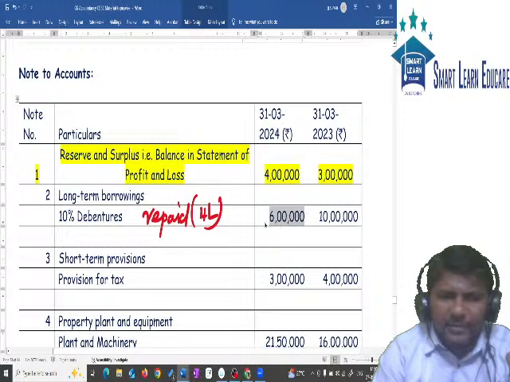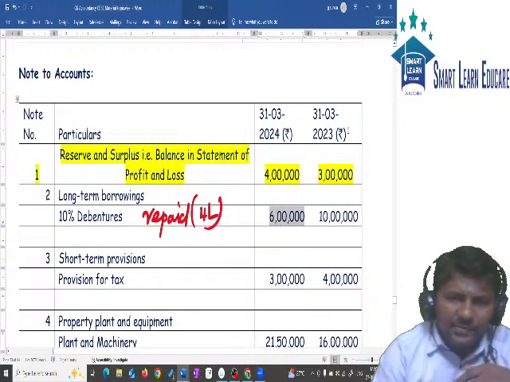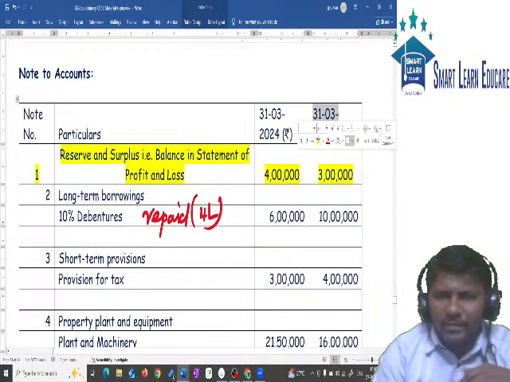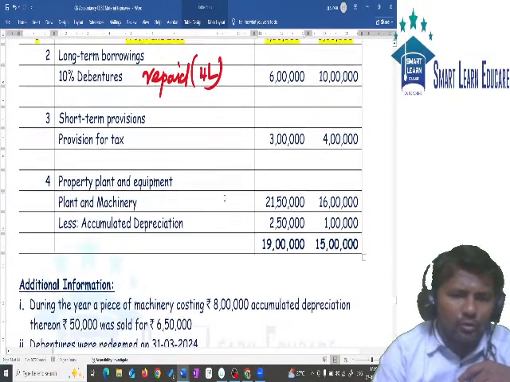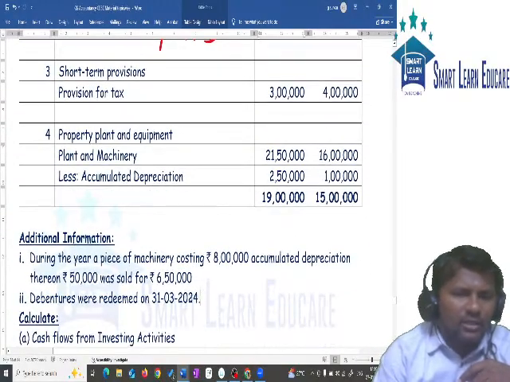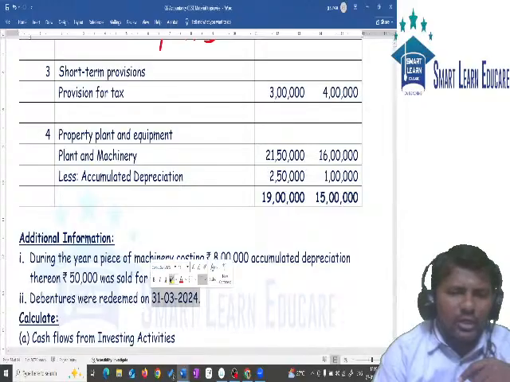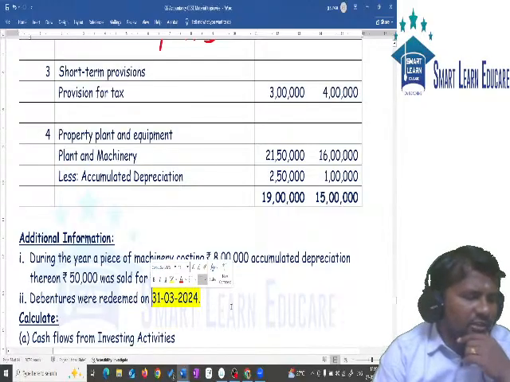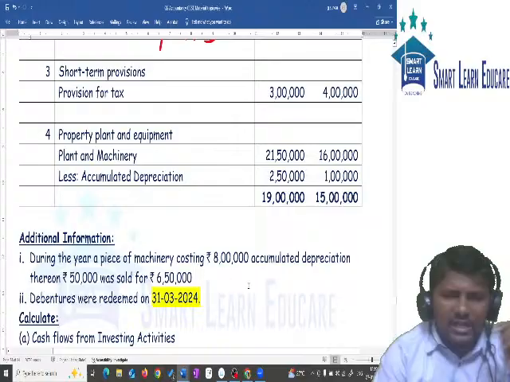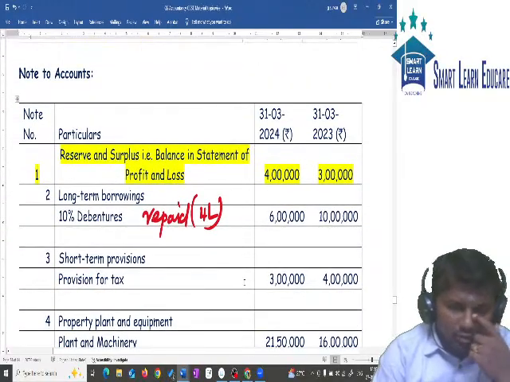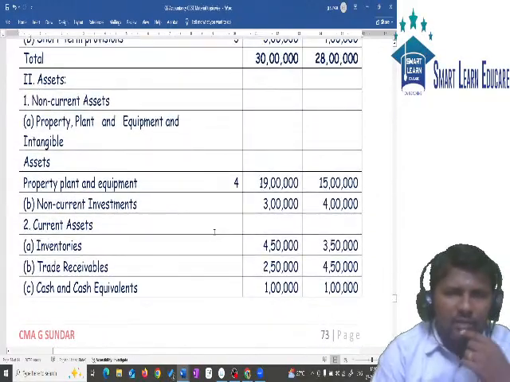Whether repayment is made on 31st March 23 or on 31st March 24, that information they will give in the question. The repayment is made on 31st March 2024. Same like the last question, so this is required. Also, come to the next part.